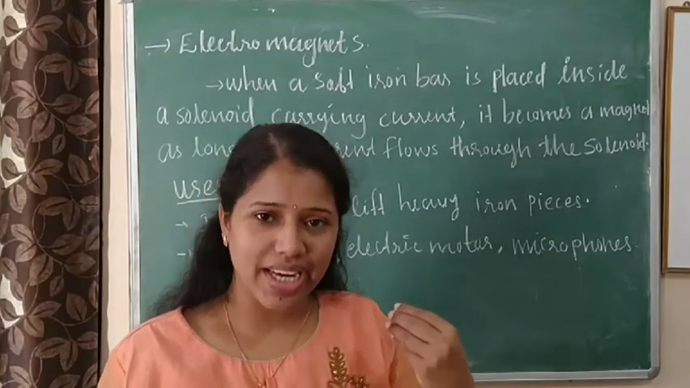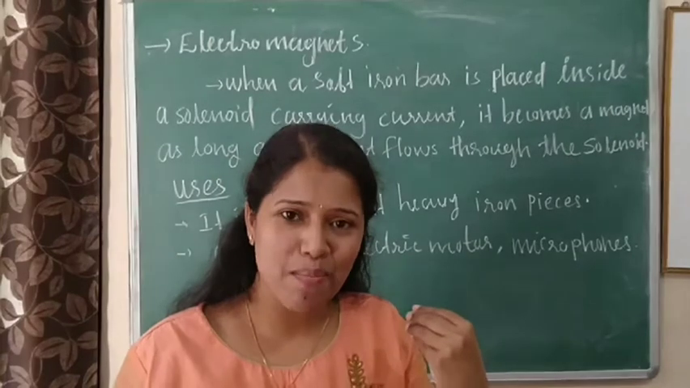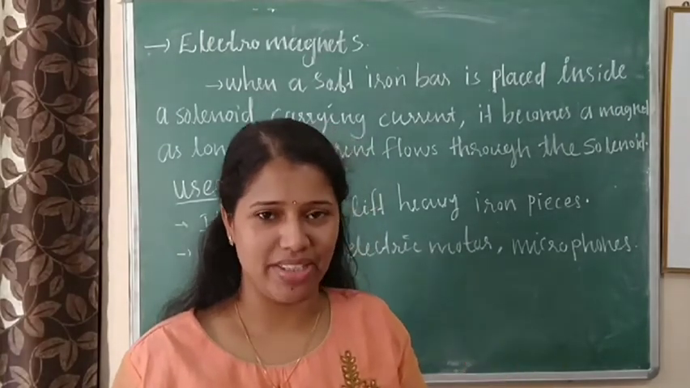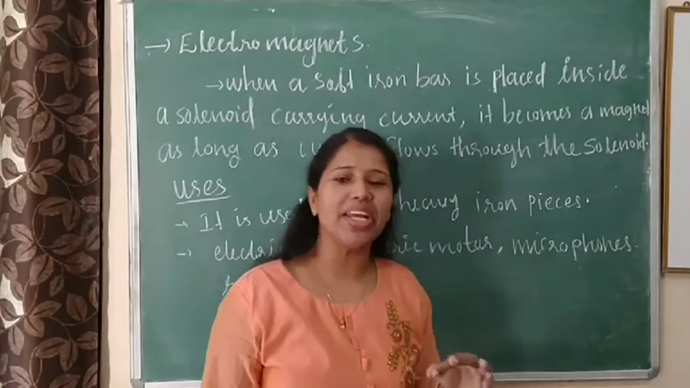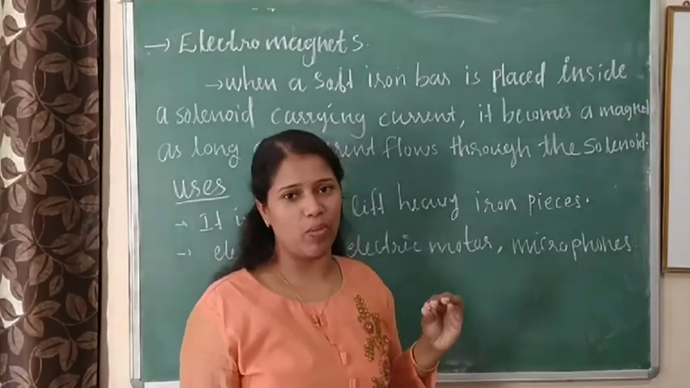How to increase the strength of an electromagnet? First point is increase the current. Second point is increase the number of turns.